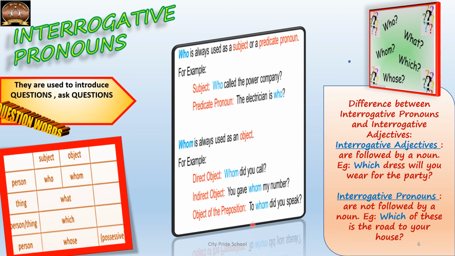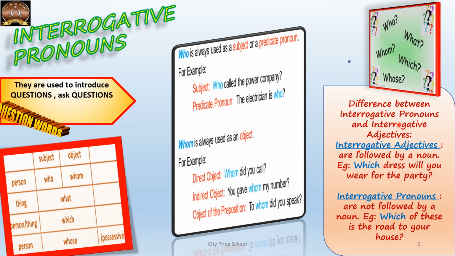Then an object of preposition is a noun or a pronoun which comes after a preposition. So the object of preposition here is in: To whom did you speak? So whom here is used as the object of a preposition.